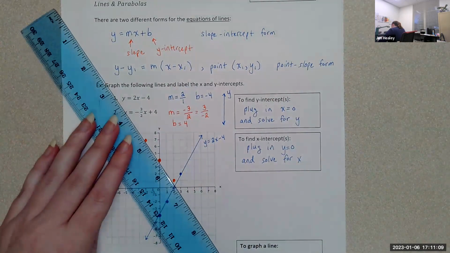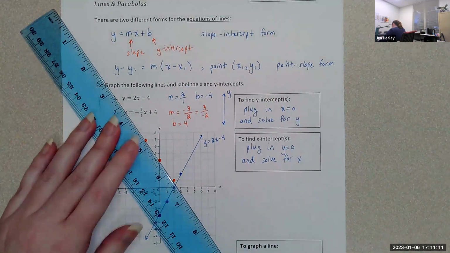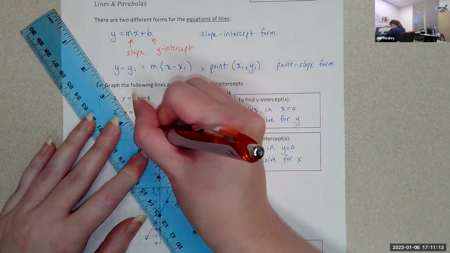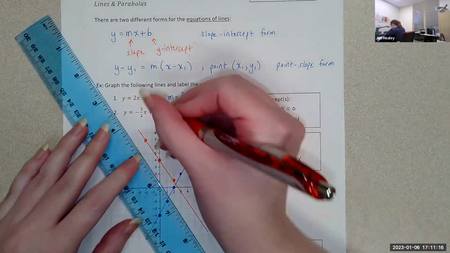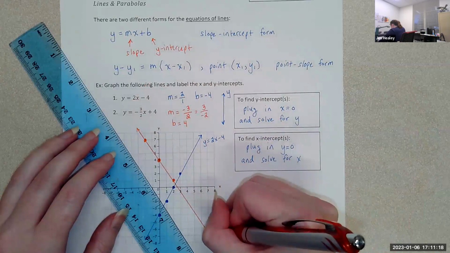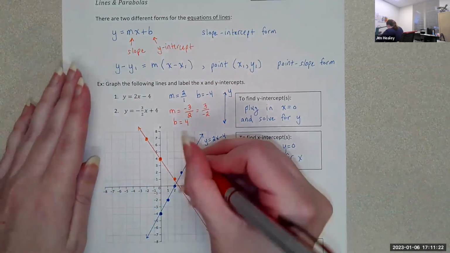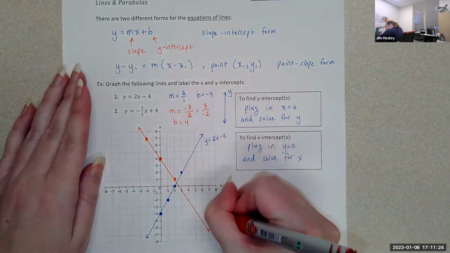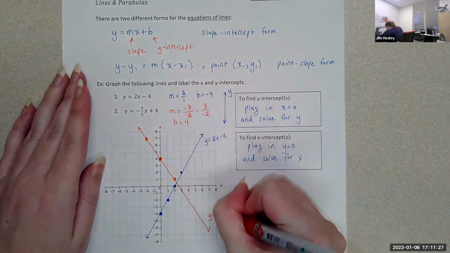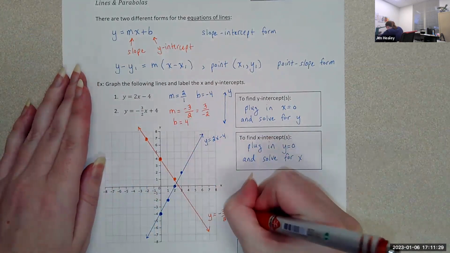So I'm going to go ahead and connect those points. And that's the equation of our line. y is equal to -3/2 x plus 4.